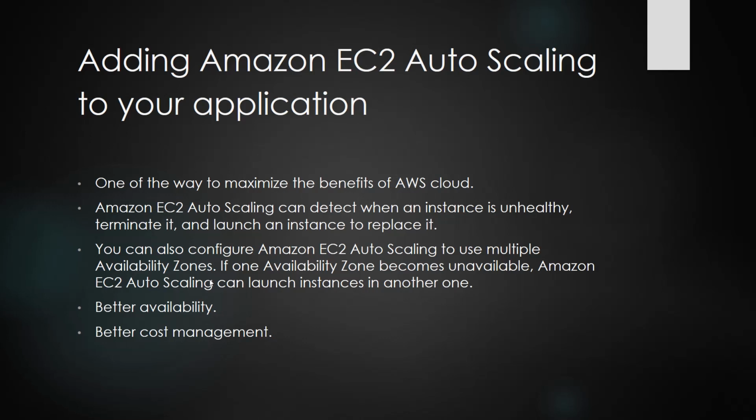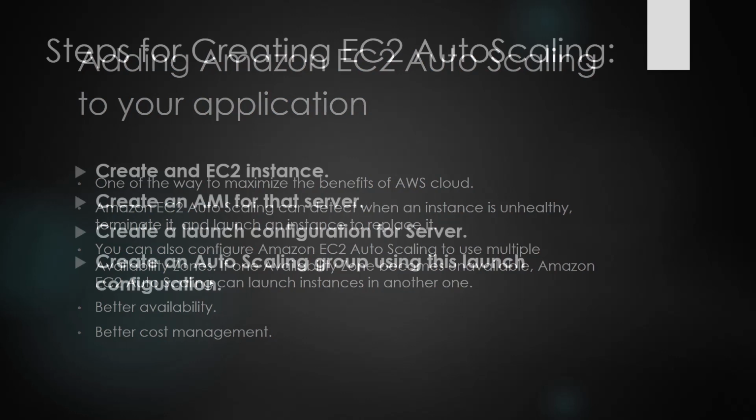You can also configure Amazon EC2 autoscaling to use multiple availability zones. If one availability zone becomes unavailable, Amazon EC2 autoscaling can launch instances in another one. It provides you better cost management. You can increase or decrease the number of EC2 instances as per your requirement. So you can automatically leverage the number of AWS services at less cost.